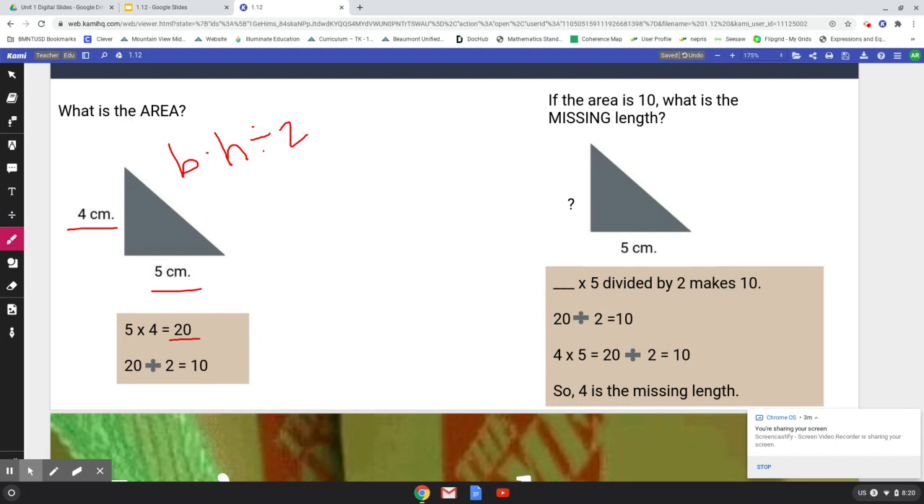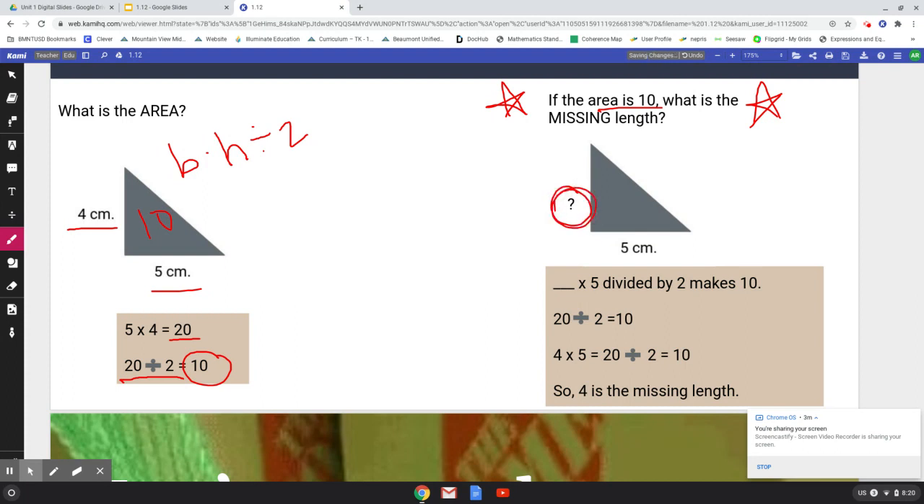Now, remember that a triangle is half of a rectangle or a square or a parallelogram, however you want to look at that. So we need to take half of that area. So we would do 20 divided by 2, and we would get 10. So the area of this triangle is 10. Now, here is where we're lost. Here's the problem, and we're going to get a lot of practice with this today during the practice that we do as a class. So it says, if the area is 10, what is this missing side?